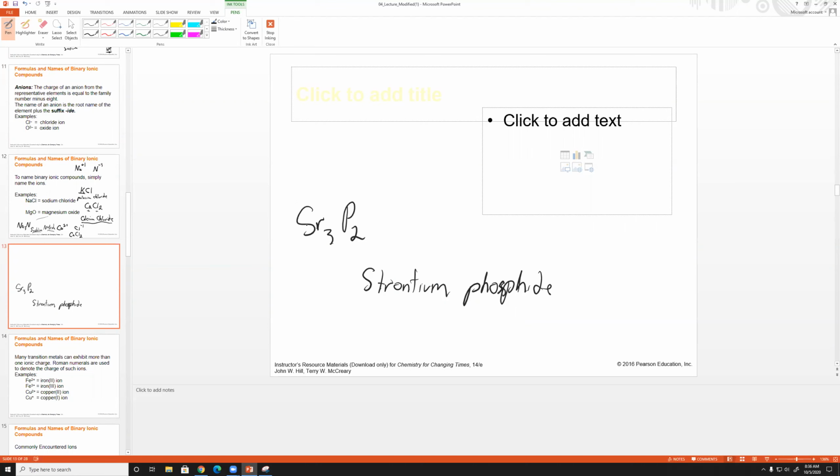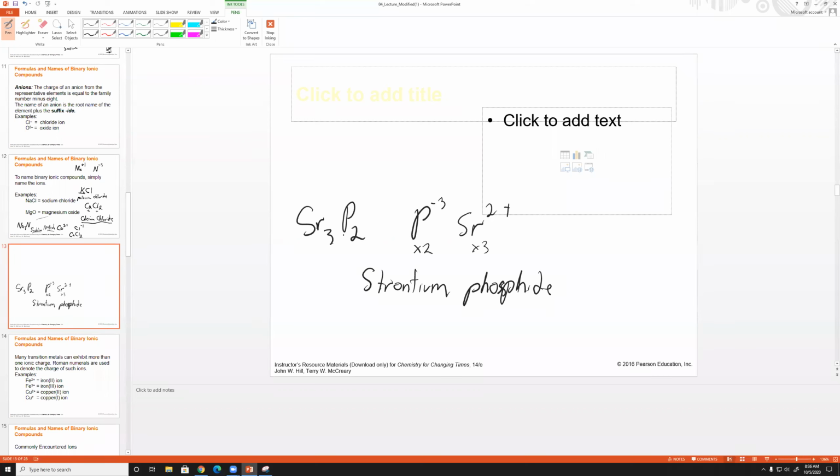And this is the only way. Sr3P2 is the only way for strontium phosphide to be a thing, because phosphorus is -3. Sodium is +2. Not sodium, I keep saying sodium. Strontium is +2. So the only way for the positives and negatives to cancel out is if phosphorus has 2 of them and strontium has 3 of them. Strontium having 3 will make the charge +6. Phosphorus having 2 of them will make the charge -6.